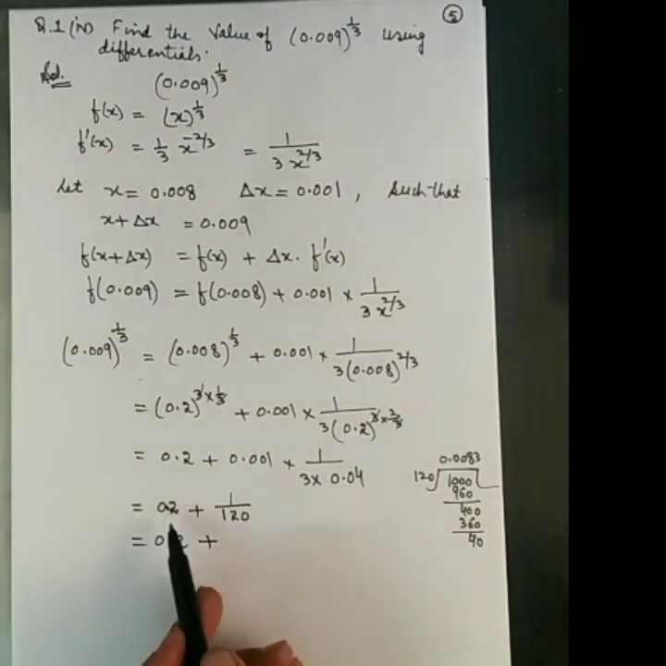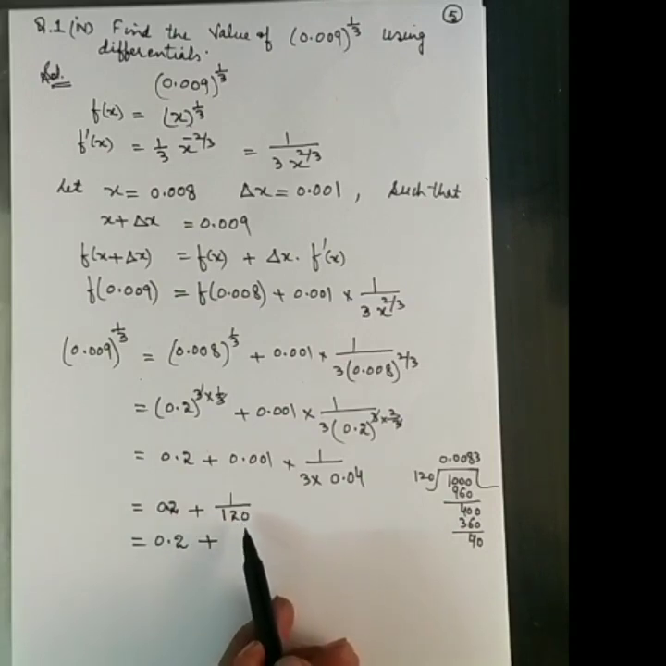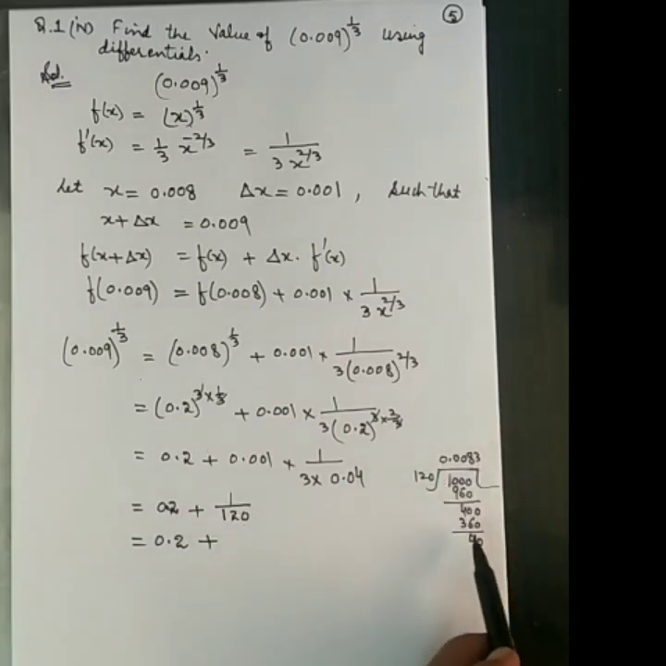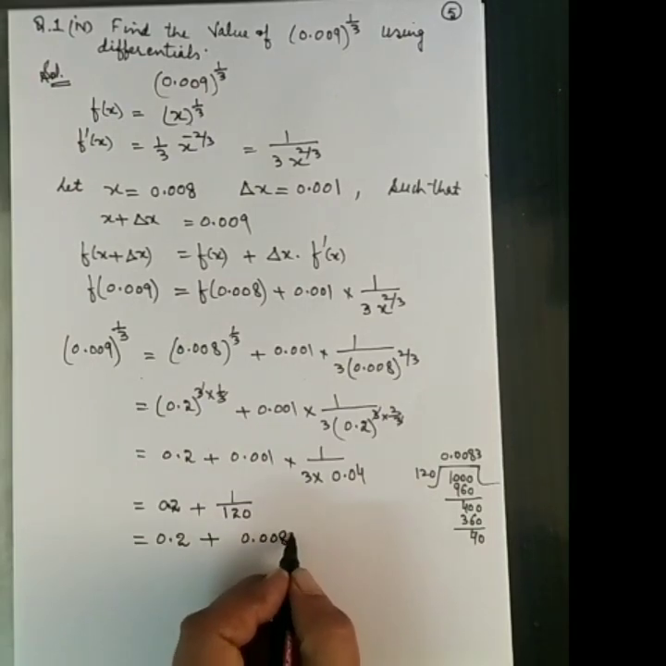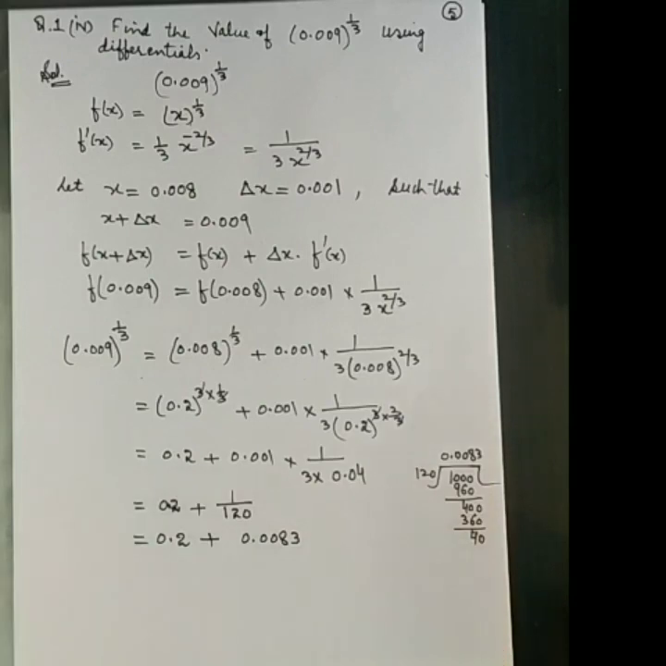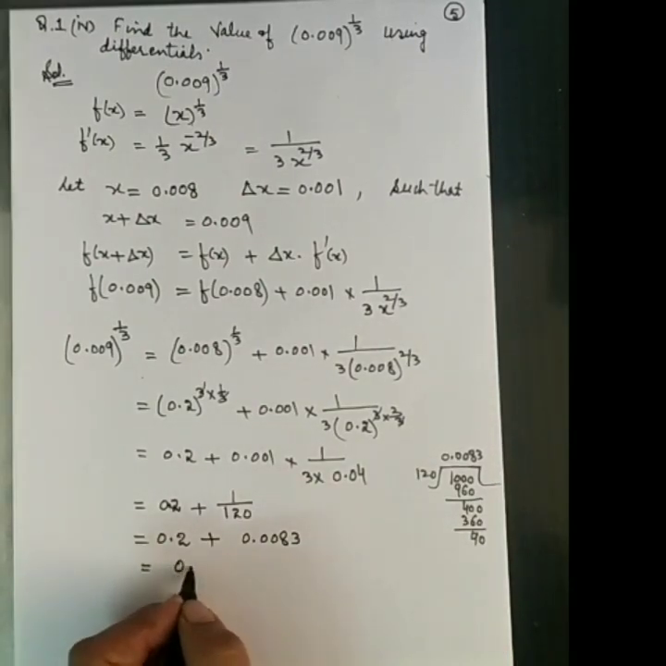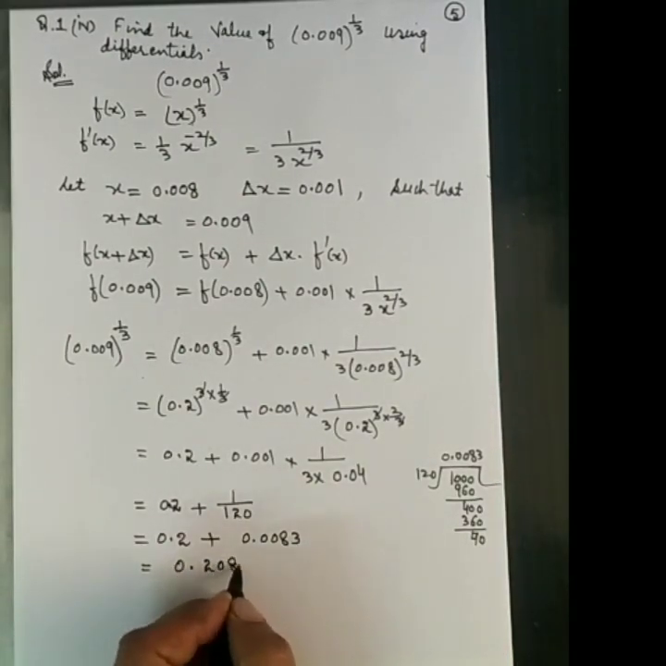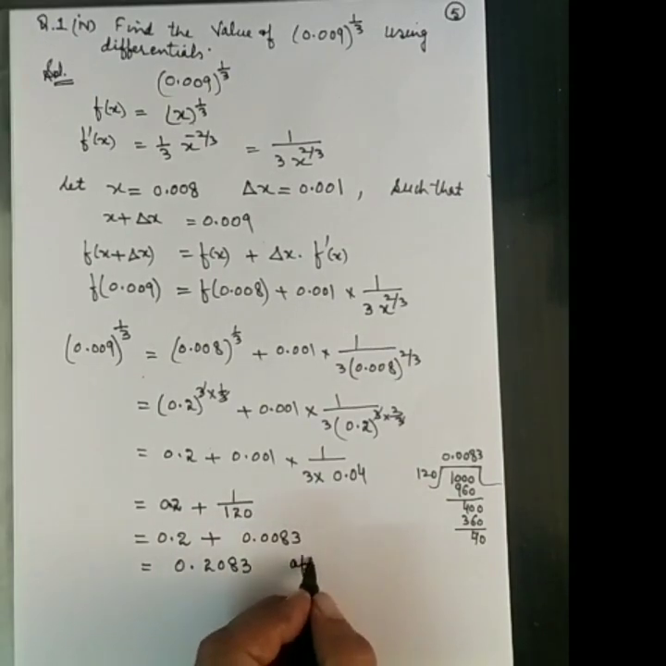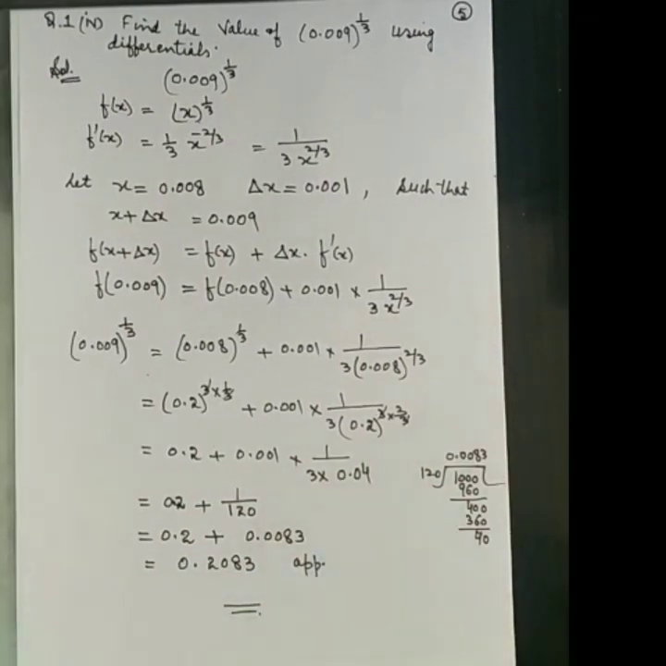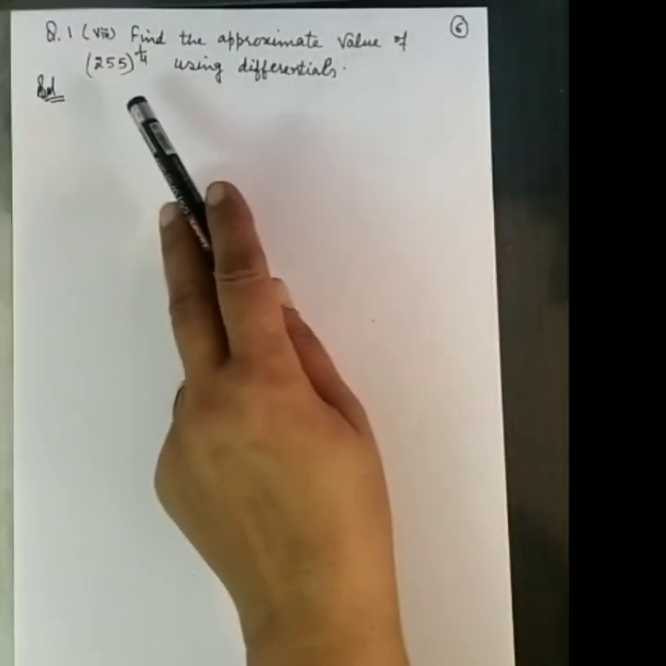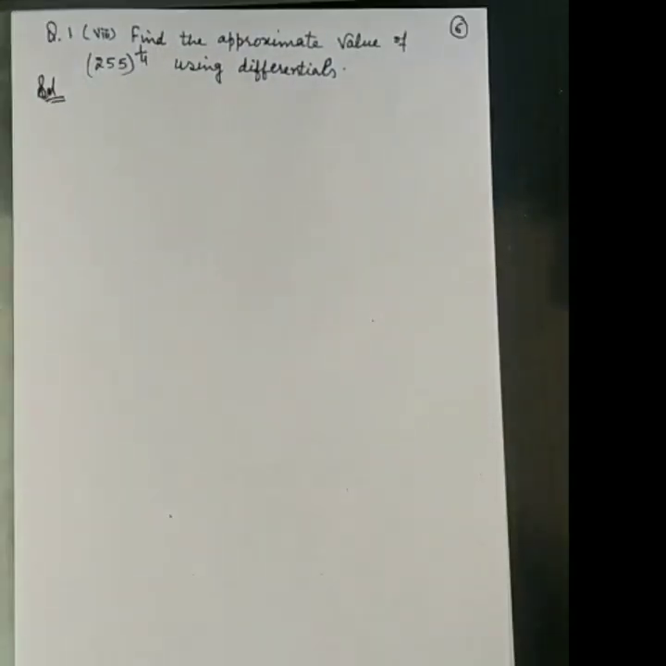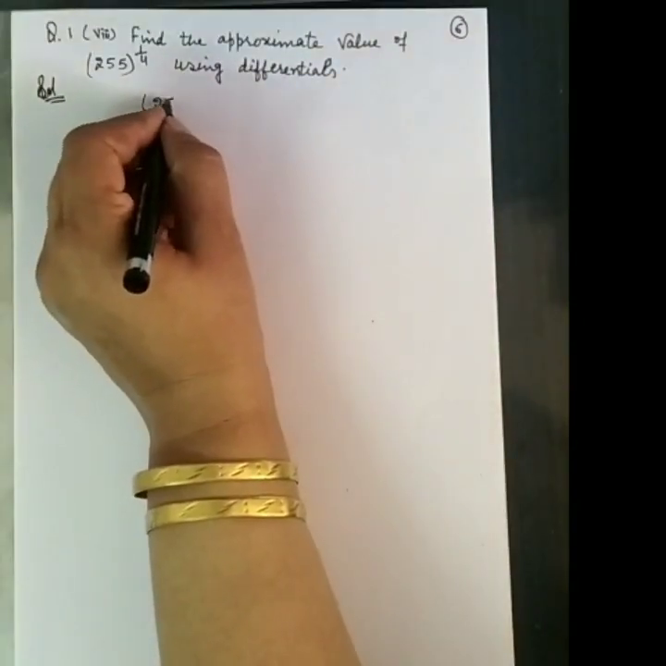Now calculate it. So it will be 0.2 plus 1 upon 120, and 1 upon 120 divided, you will get 0.0083 approximately, that is 0.00333. So the result will be 0.2083 approximately. Next, find the approximate value of 255 raised to power 1 by 4 using differentials, that means the fourth root of 255.